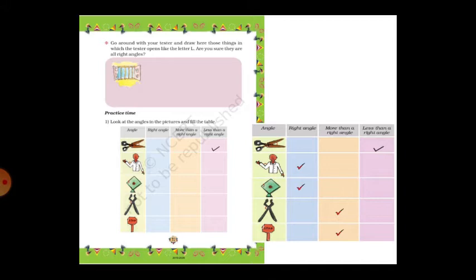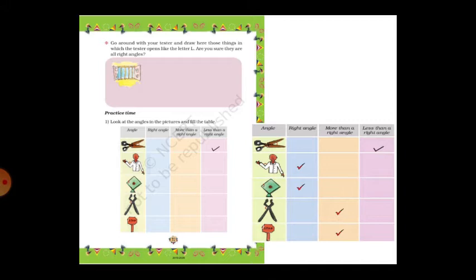The third picture is a kite. A kite is made up of the shape rhombus. In a rhombus, all angles are equal to 90 degrees, and all sides are equal. It looks like a rhombus, so all angles are equal to 90 degrees. It is a right angle.